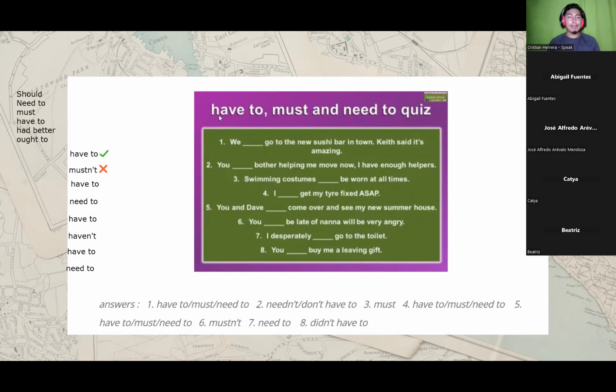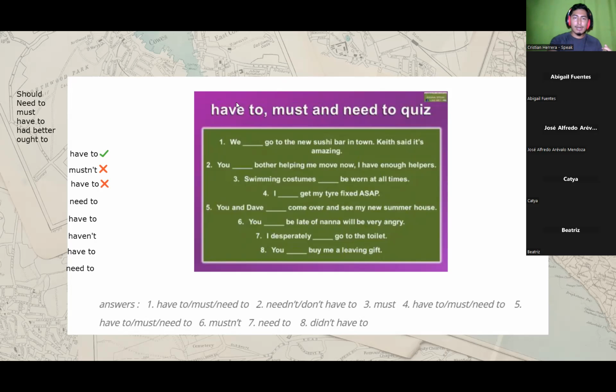Then we have in example number 3, must is the single possible answer. Why is that the single possible answer, guys? Because when we have written rules, most of the time they are written using must, okay? Because must is a little bit more formal in that way. When we are writing, must is more formal than have to.